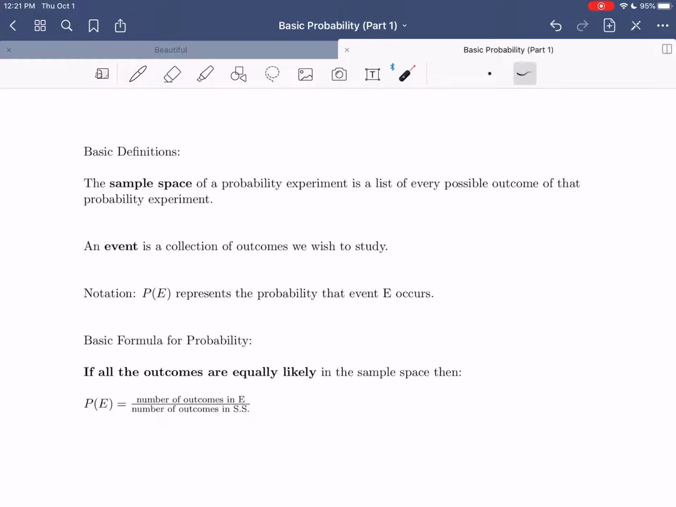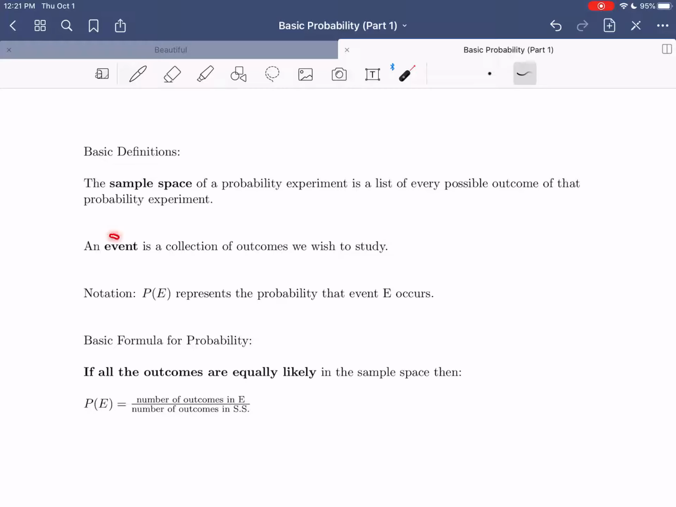The first term we want to introduce is what is called the sample space. The sample space of a probability experiment is a list of every possible outcome of that probability experiment. So if you ever are asked about the sample space, that's just saying list out every possible outcome, everything that can possibly happen in that probability experiment.